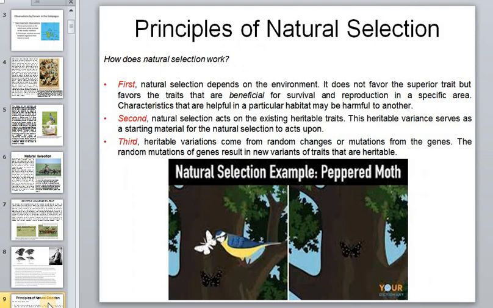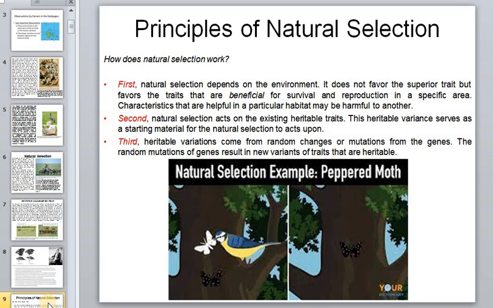Principles of natural selection. How does natural selection work in general? The first, natural selection depends on the environment. It does not favor the superior trait, but favors the traits that are beneficial for survival and reproduction in a specific area, and characteristics that are helpful in a particular habitat may be harmful in another.